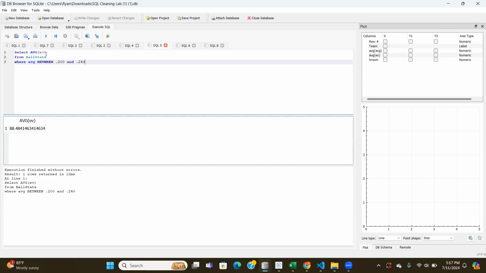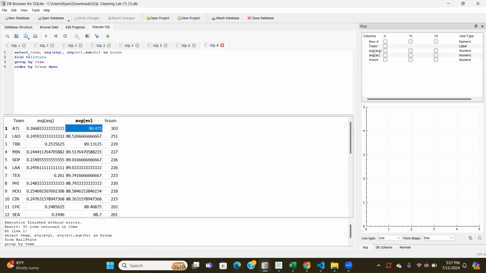The average exit velocity of all the hitters hitting between 200 and 240 was 88.4 miles per hour. So you can already see that there's somewhat of a difference here, which is that the players hitting 280 and above are hitting the ball a little bit harder than the hitters hitting between 200 and 240, for example. And then hitters hitting between 241 and 279 had an average exit velocity of 88.9 miles per hour.